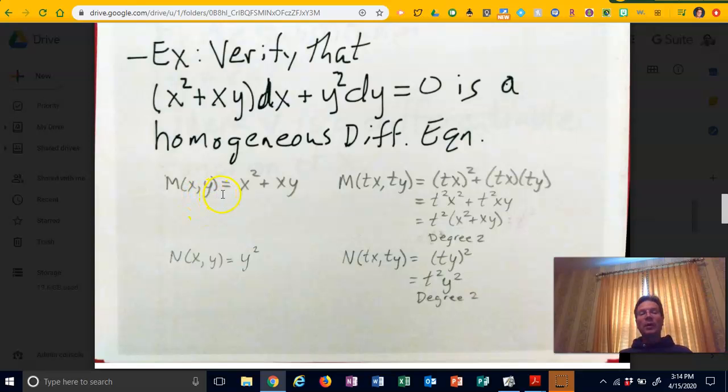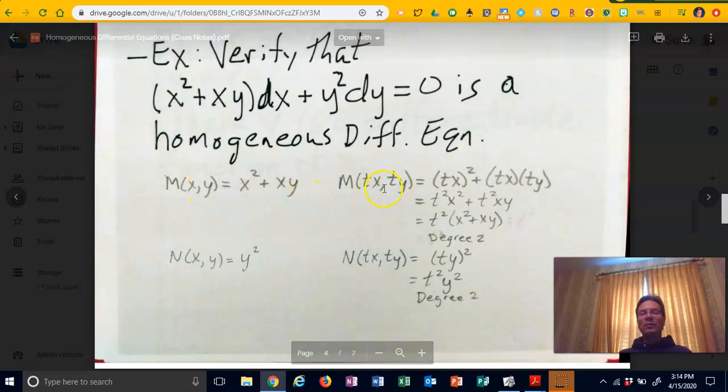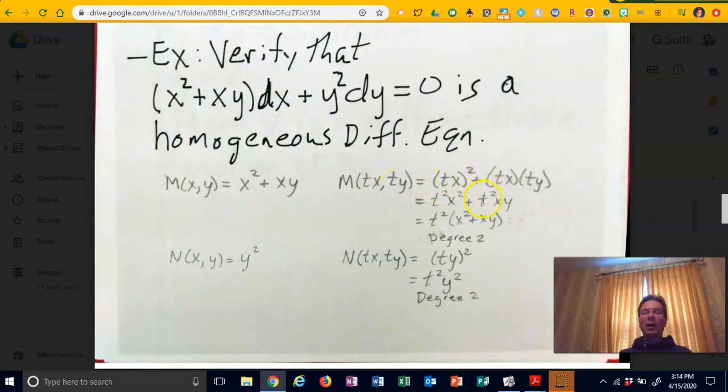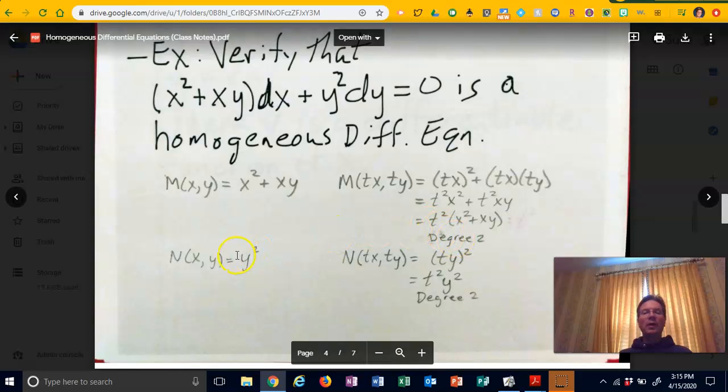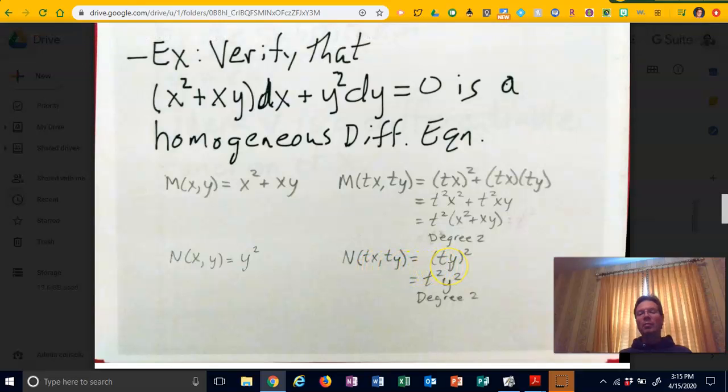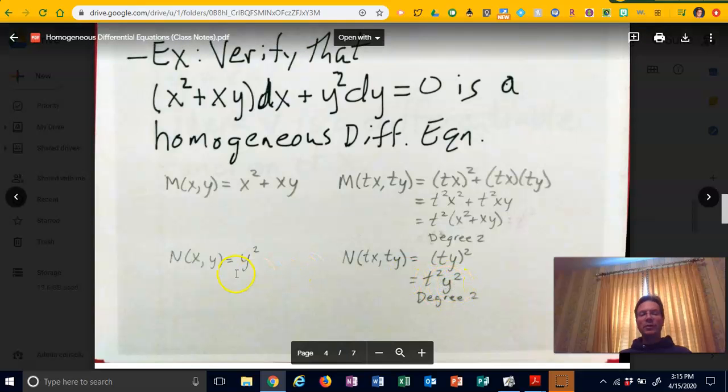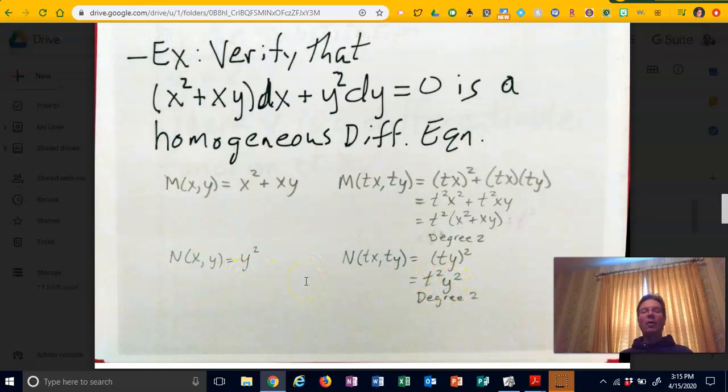So I'm going to go through this one kind of quickly. You can look at it if you need to. But over here I replace the x's with tx and the y's with ty, and I work it out, and I find that I can factor t squared out and then have the original function here. So this first part is of degree 2. Then I'll do it with just the y squared. This one's pretty easy. There's no x's to replace. So I'll replace the y with ty, square it out, I get t squared y squared. So this one really is t squared times the original function of y squared. And it is also of degree 2.